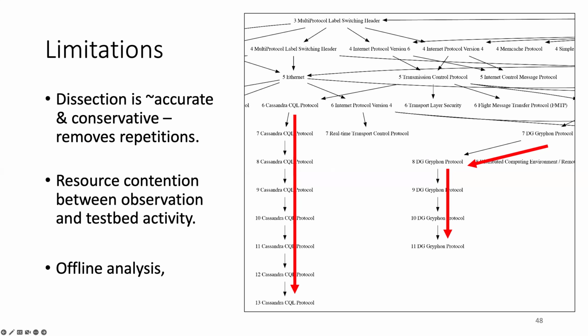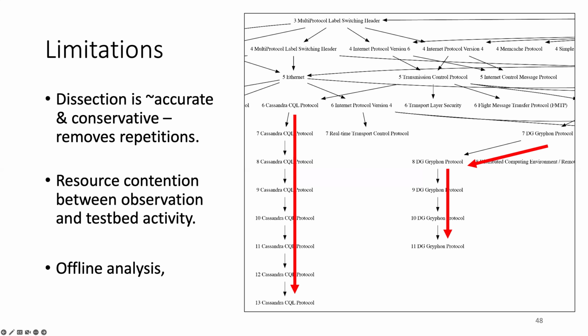Something else, there is this kind of stuttering that happens, right? It seems to believe that there is this deep encapsulation. I'm not sure that is the case. So the analysis I showed is conservative. It removes these repetitions to avoid giving the impression that there is very deep encapsulation when there isn't.